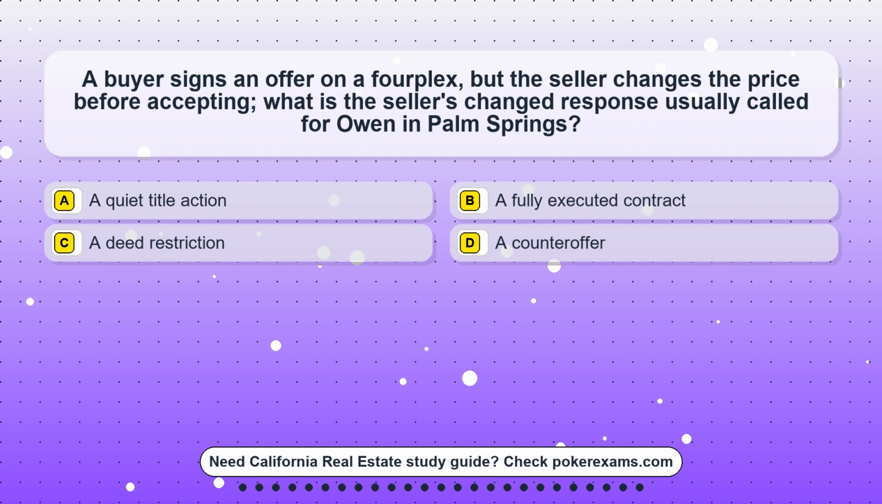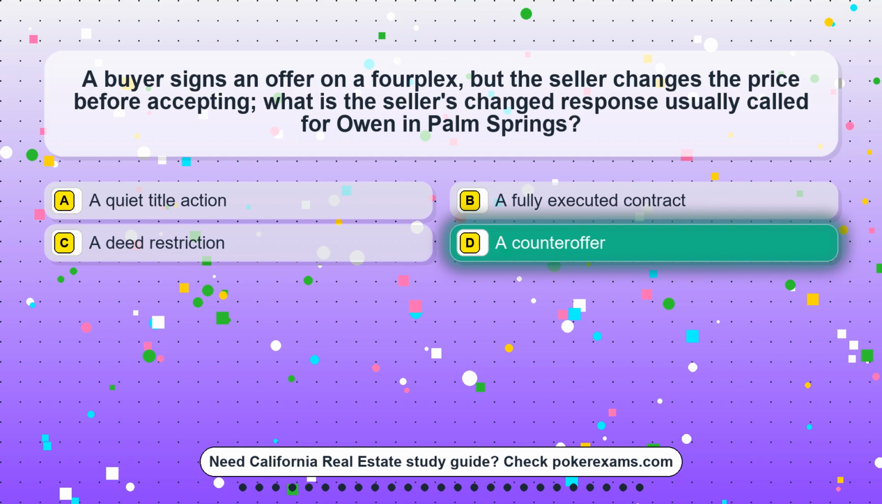Question 5. A buyer signs an offer on a fourplex, but the seller changes the price before accepting. What is the seller's changed response usually called for Owen in Palm Springs? Option A. A quiet title action. Option B. A fully executed contract. Option C. A deed restriction. Option D. A counteroffer.